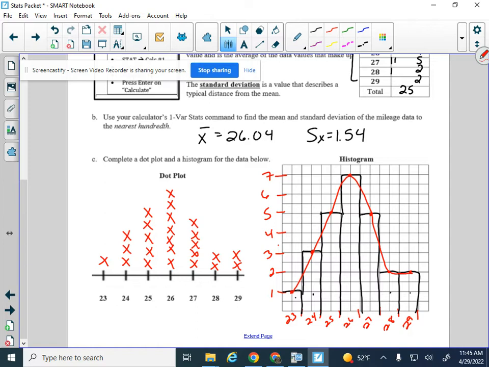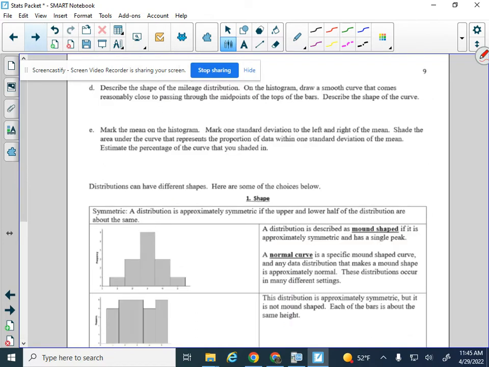So when we see that type of shape, we can call it mound shaped. We'll have some other names for it as we go through the unit. But for now, it looks like a mound. Most is in the middle, less and less on the sides.